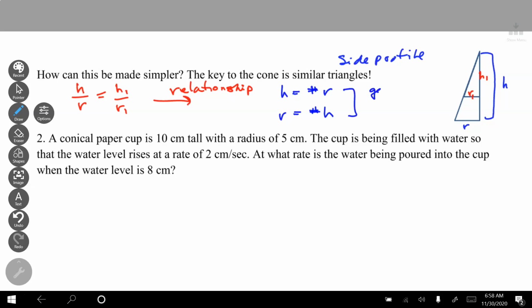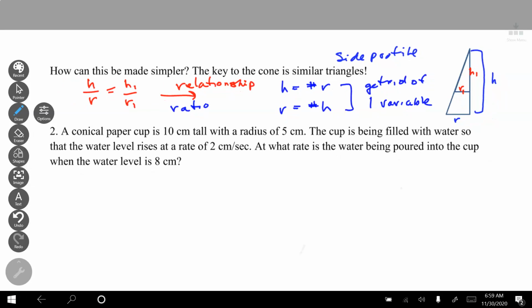I can use that to get rid of one of the variables in my equation. Okay, I'm always using this ratio. It's always going to be some ratio, some relationship. Okay, and it's particular for each cone. Let's go through an example.